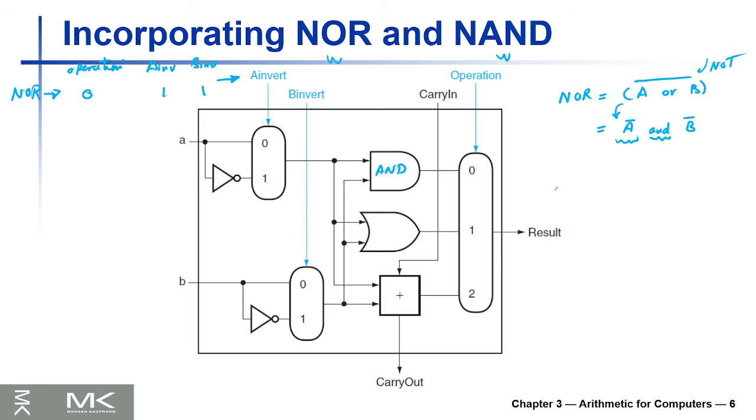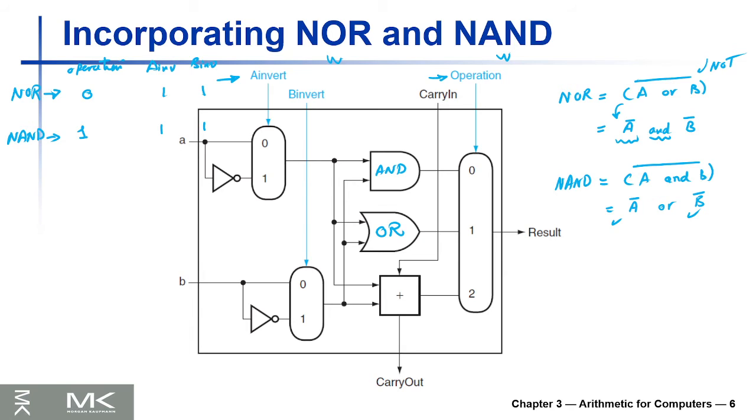How about NAND? NAND is basically A and B complement, or the inversion of A and B. Again, using De Morgan's theorem, this will be A complement or B complement. So again, we're going to use the same OR that we have before with the same operation code. For NAND, the operation code will be 1. But again, we need A inv and B inv. So A inv will be 1, B inv will be 1.